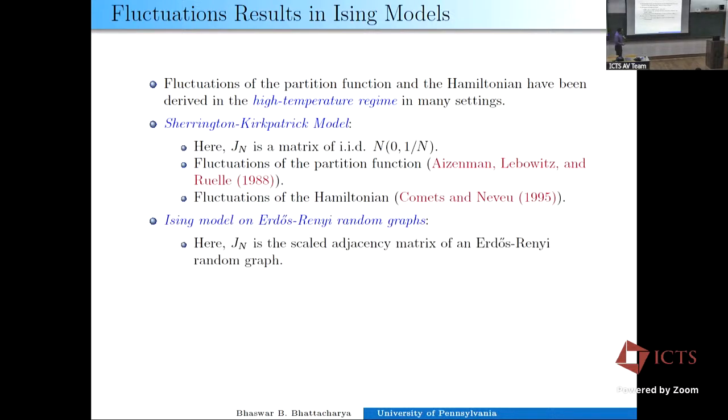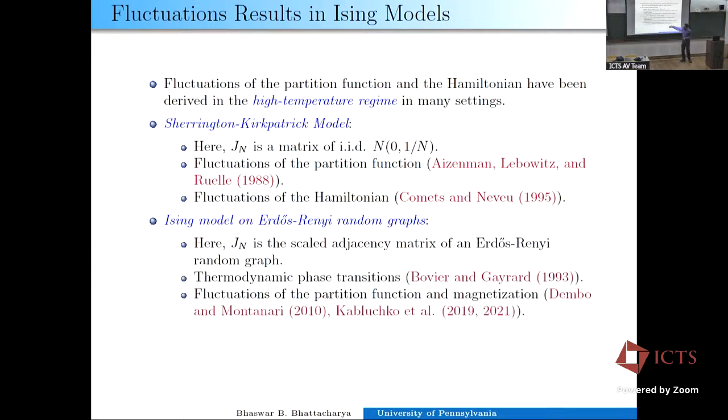In the Ising model case, the literature is more recent. So for instance, if you take the matrix J here to be the adjacency matrix of some random graph, then again, the Hamiltonian and the partition function are random variables, and you can study their properties. The thermodynamic properties were studied by Bovier and Gayrard, and the fluctuations of the partition functions more recently.